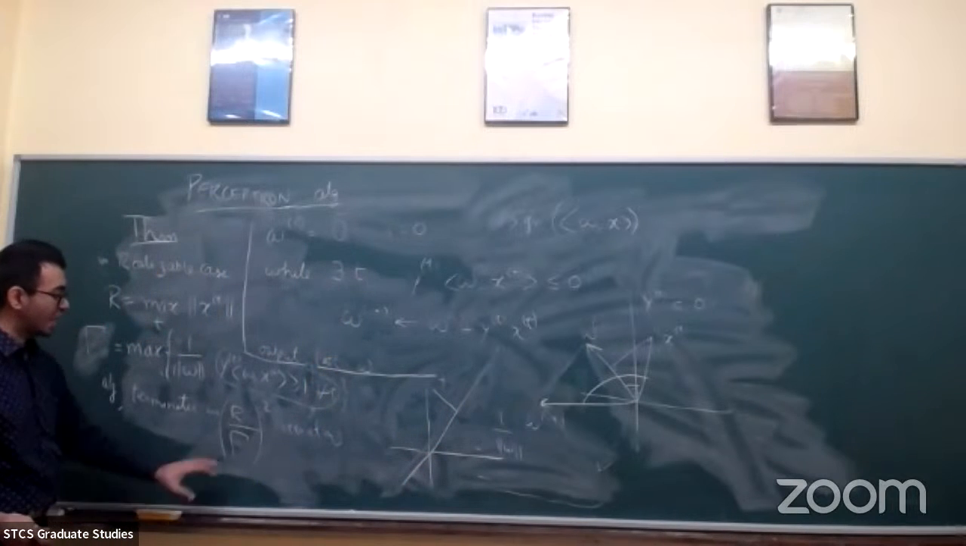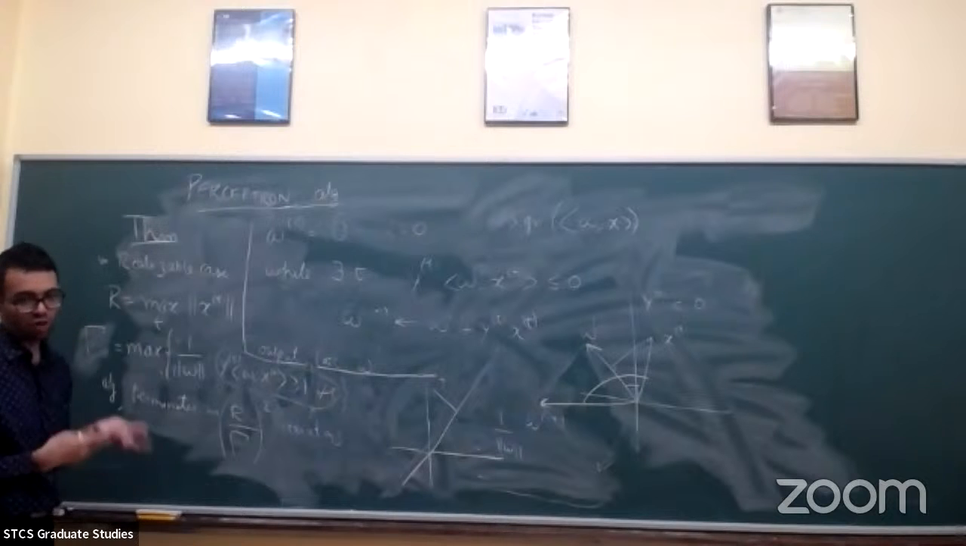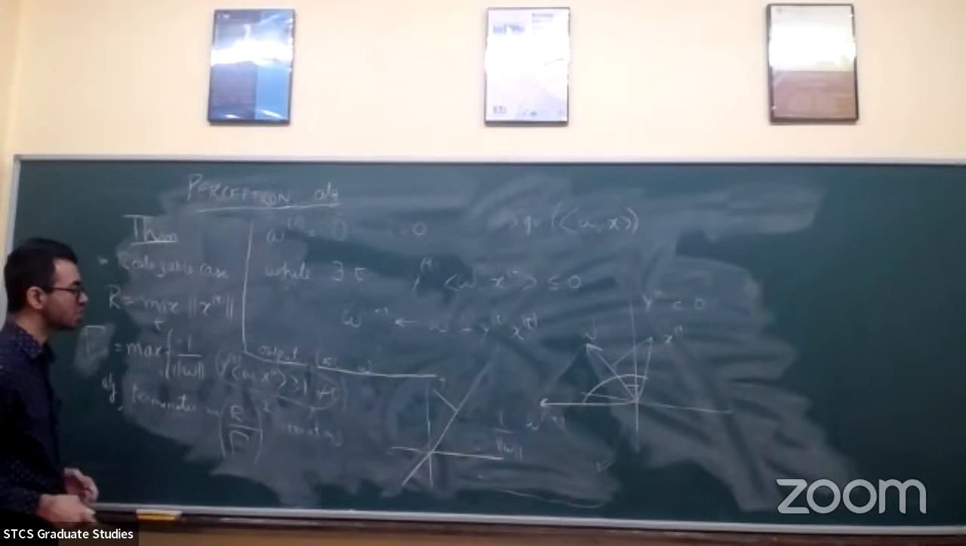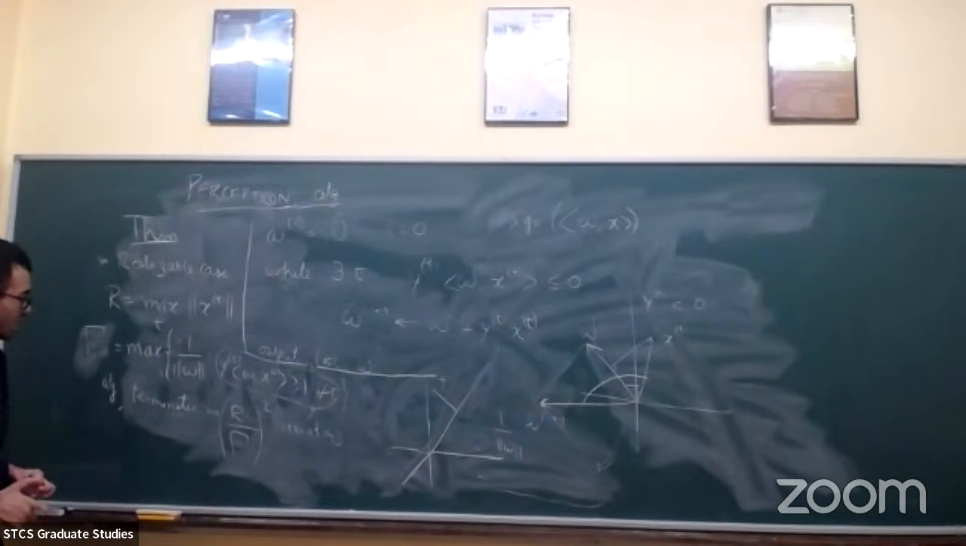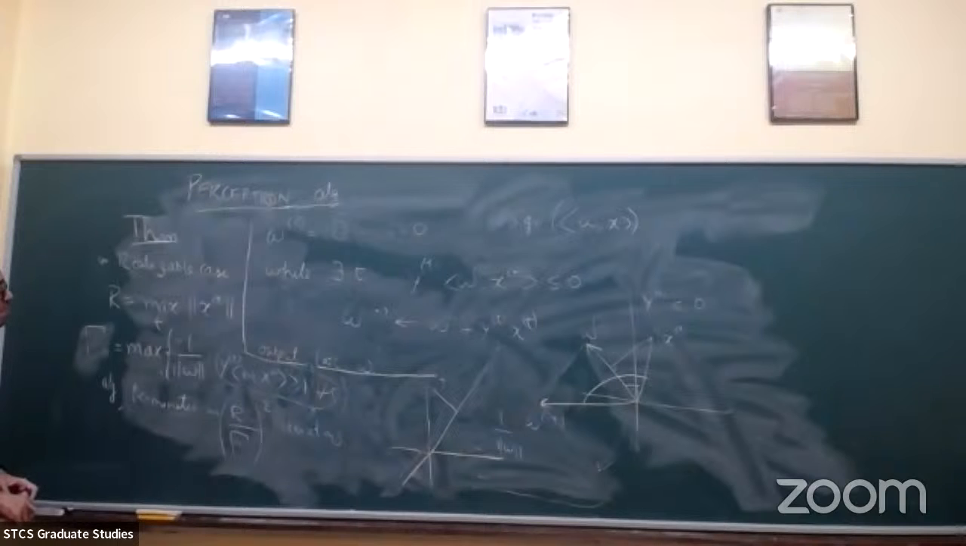This gamma is capturing this margin. It's called the margin of a classifier. So small margin is more difficult to solve. It takes more iterations. And R here is how big your problem is. Okay, so is the theorem clear? Okay, now let's try to prove this.